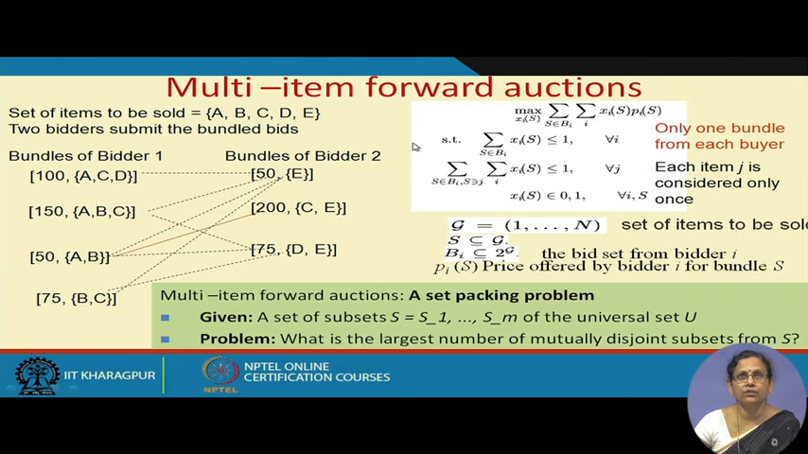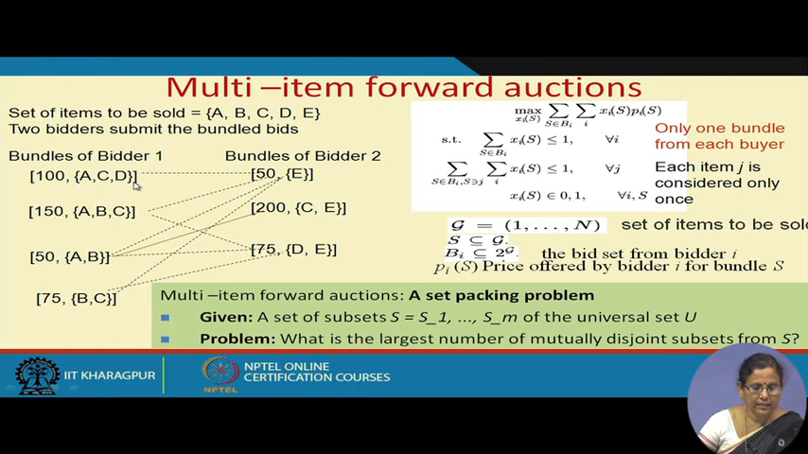This is again another situation. This is an example of a multi-item forward auction. Again, do not worry about this formulation. Let us try to simply understand the winner determination problem. Suppose it is again a selling kind of auction, where my aim is to maximize my profit. So, the set of items to be sold are A, B, C, D and E, and two bidders submit the bundle bids. So, the first bidder submits 4 bundles.